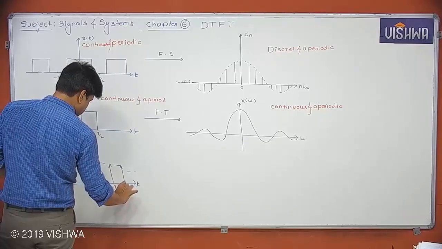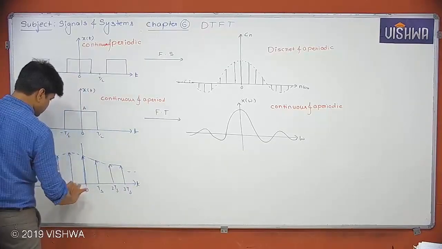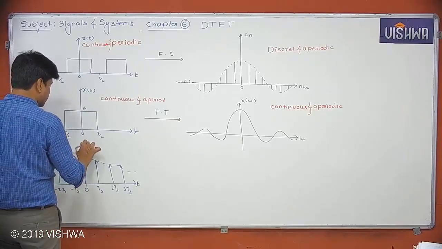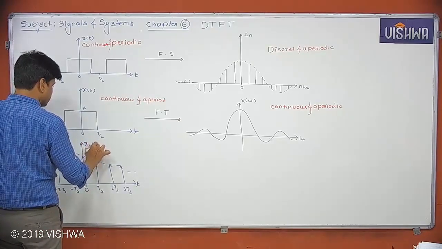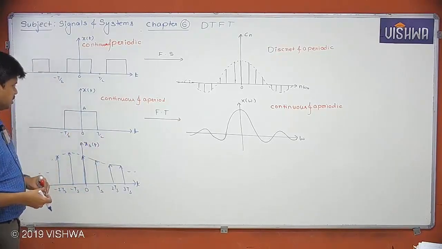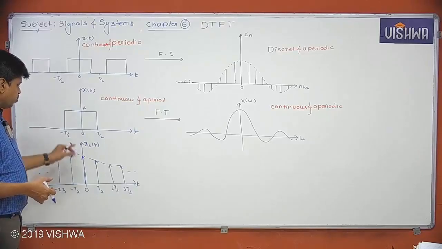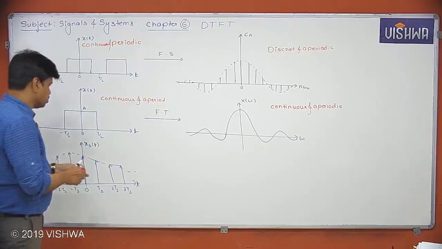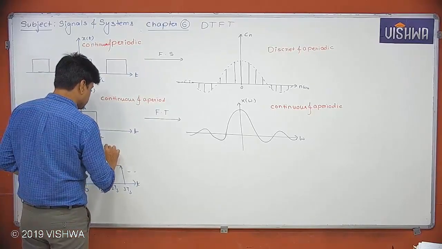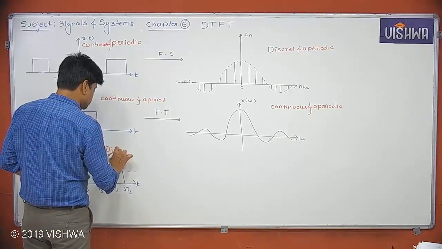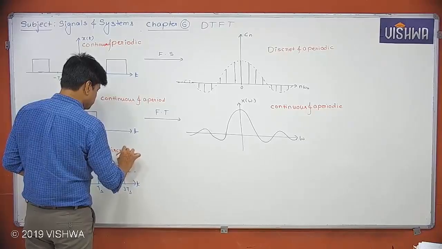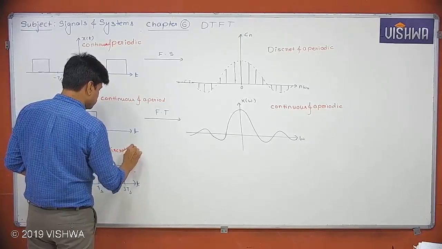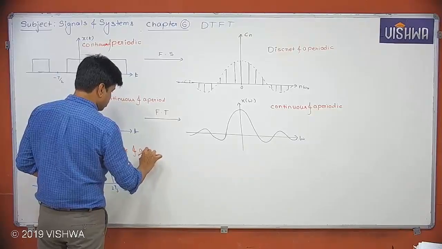Let's take the points Ts, 2Ts, 3Ts, minus Ts, minus 2Ts. It is called a sampled signal, Xs of t. In sampling, what we get is a discrete time signal, and it is aperiodic. So what we are getting is discrete and aperiodic.